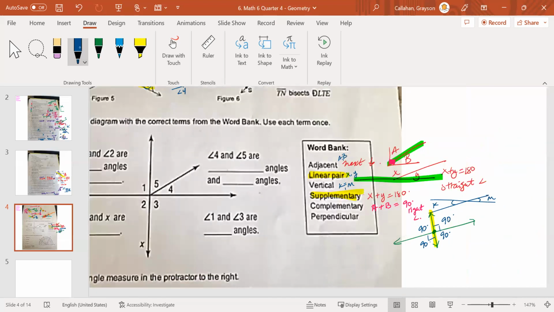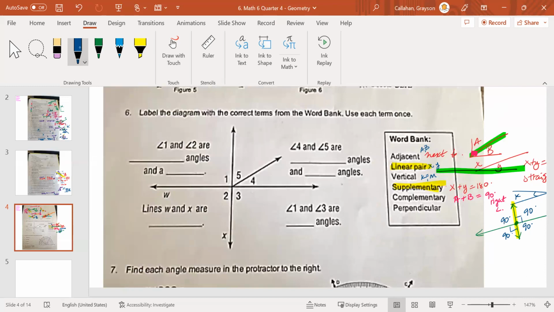Now that we've gone over these things, let's take a look. Angle 1 and 2, so here's angle 1 and angle 2, are blank angles. I would say they're adjacent angles because they're next to each other right here, okay? And we don't really know if they're 90 degrees because it doesn't specifically say that. So I'm just going to assume it's adjacent. And I think we'll have to say that they are linear pair.